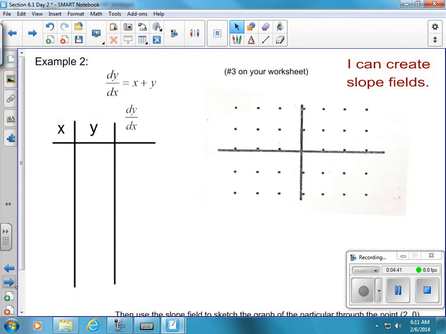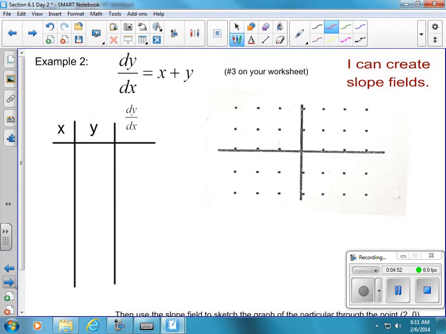Okay, let's do another one. This one's a little teeny more complicated because you have an x and a y in your equation. So when you have an x and a y, you need to pick different points that help you find the slope. Now, some people make grids like this and do that. I'm going to just because it helps a little bit.